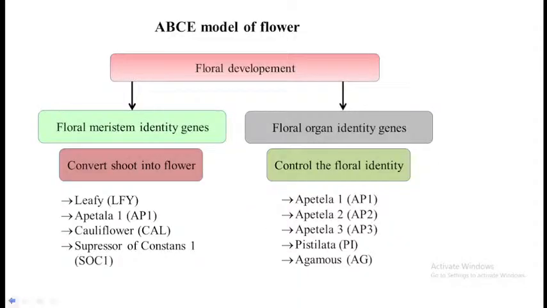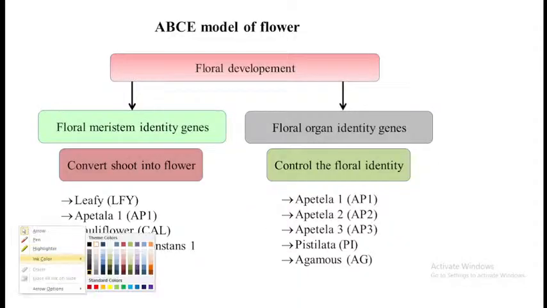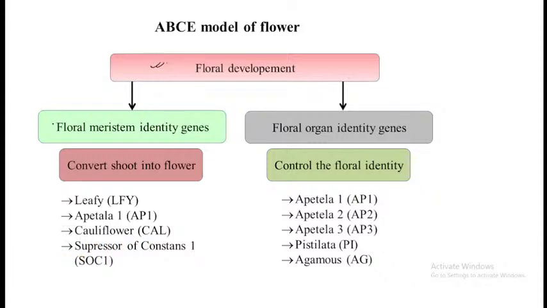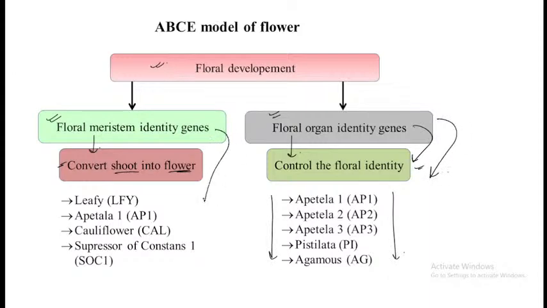Now just look over here. When we look into the ABCE model, you have the floral meristem identity genes and floral organ identity genes. The floral meristem identity genes convert shoot into flower, and the floral organ identity genes control the flower identity. These are the various genes that help in the floral whorl identity, and the floral meristem identities are controlled by all these things.